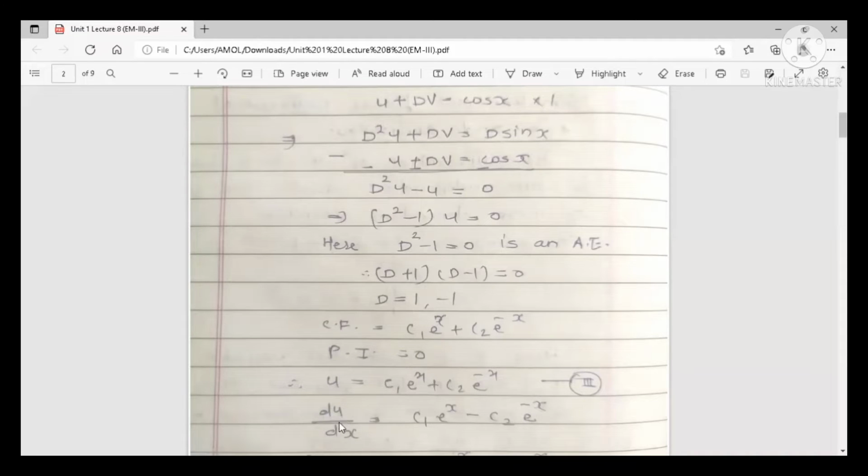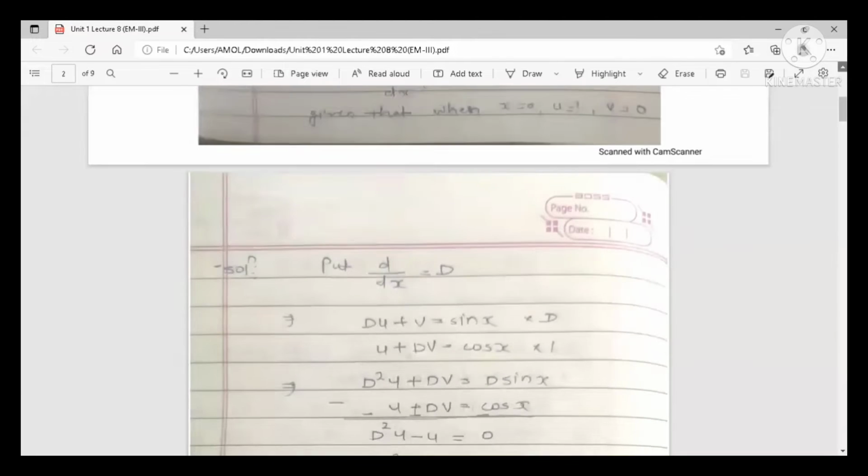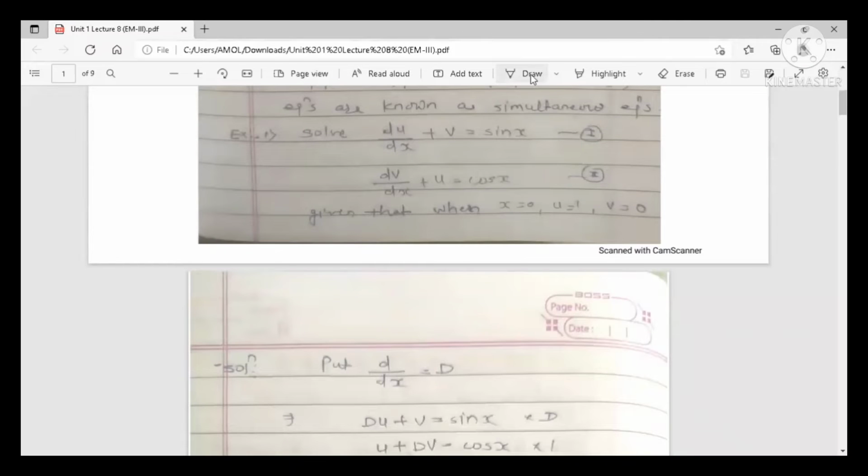You will get the derivative du by dx. Why are we differentiating? Because we want the value of v. We are solving the system of simultaneous differential equations, which means our aim is to find the values of the dependent variables. Here the dependent variables are u and v, so our aim is to find the values of u and v. And the values of u and v will be in terms of x, because x is the independent variable here.